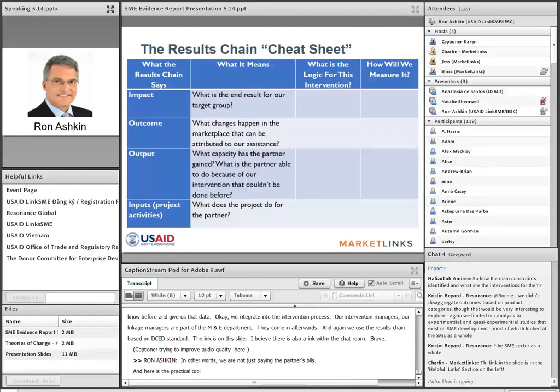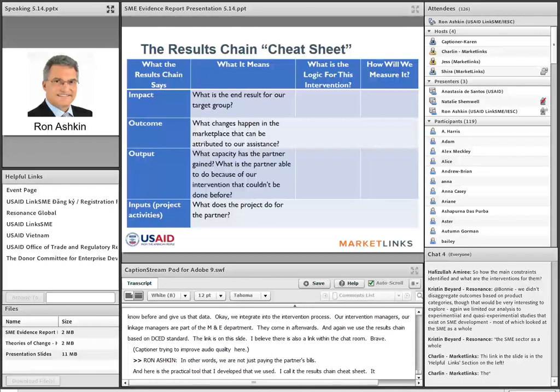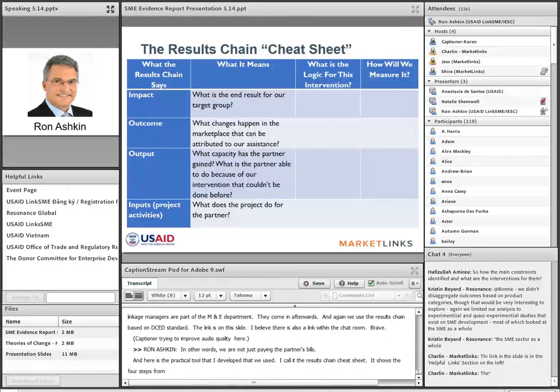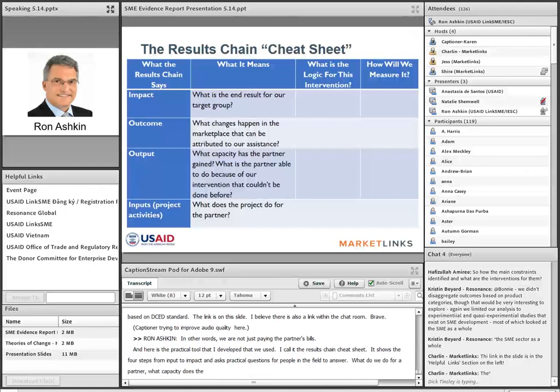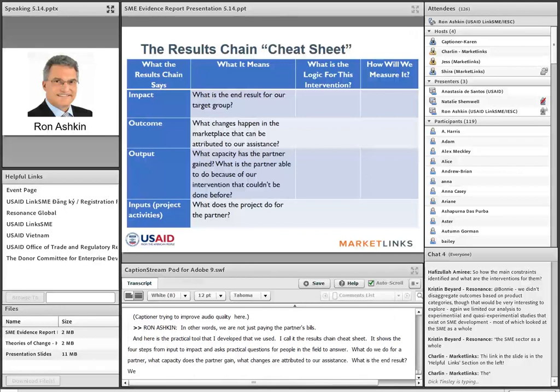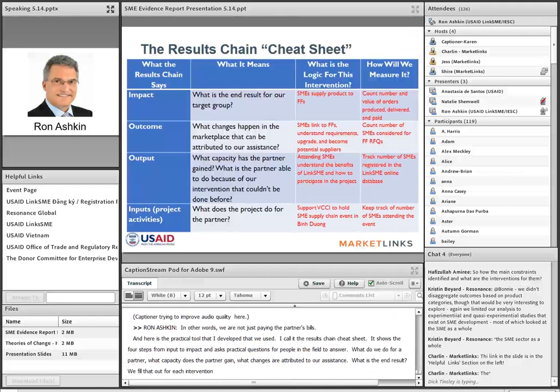And here's the practical tool that I've developed that we use. I call it the results chain cheat sheet. It basically shows the 4 steps from input to impact and asks practical questions that people in the field can answer. So what do we do for the partner? What capacity does the partner gain? What changes happen that are attributed to our assistance? What's the end result? And then we fill that out for each intervention and we sketch out how to measure.